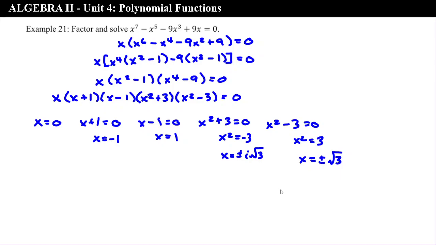Okay, so this wraps up Section 2 of Unit 4. As we move into Section 3, we're going to get into some of the key features of higher order polynomials.